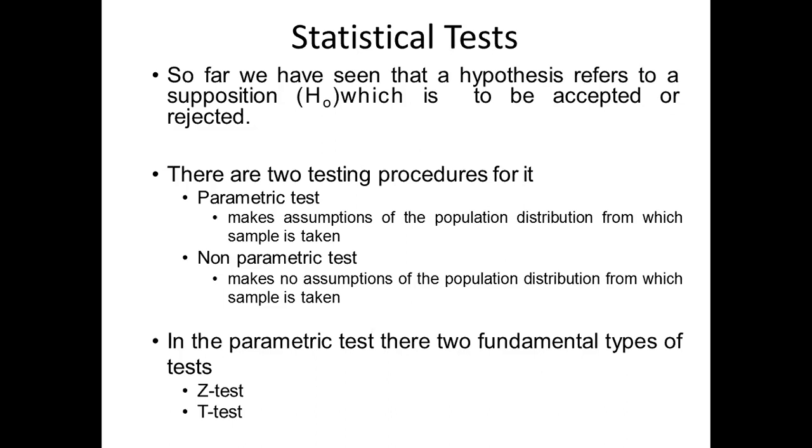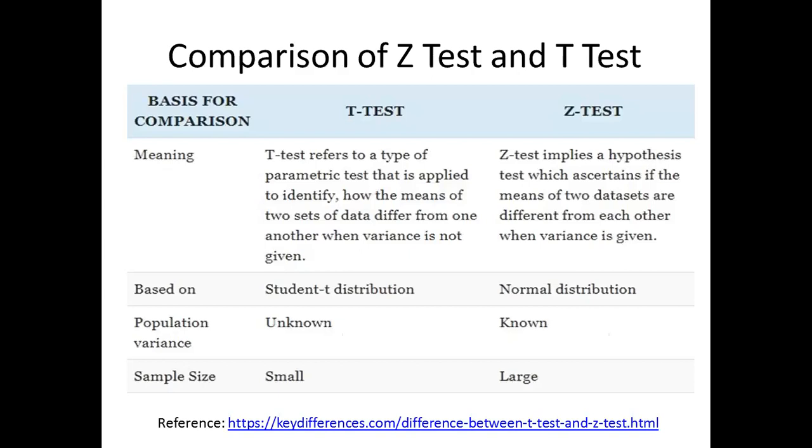And non-parametric type of test is this, that we cannot make any assumption about the population. So we don't know what type of distribution it follows. And when we do the hypothesis testing in this situation, we call it a non-parametric test. In the parametric test, there are two fundamental types of tests, which are z-test and t-test, but there are others as well, but the fundamental are two.